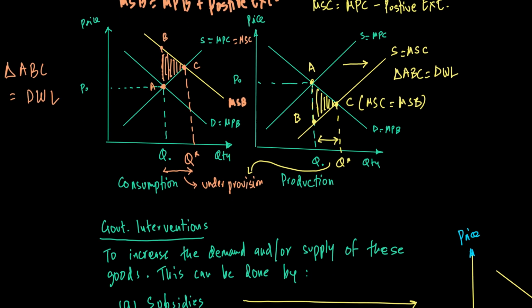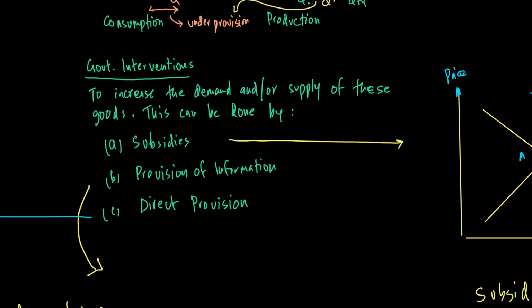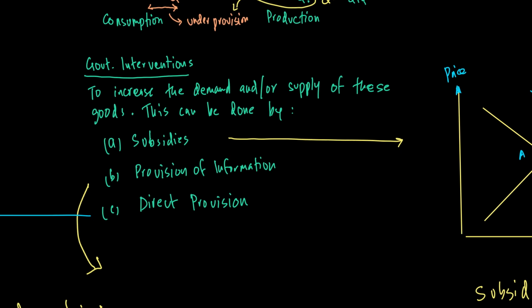Now, how can government intervene? We can say the government can intervene in many ways. They can, for example, increase the demand and/or supply of these goods, and this can be done by, for example, subsidies or provision of information or direct provision. So you can talk about any two, because 20 marks means 40 minutes. So you've got to be mindful of that.